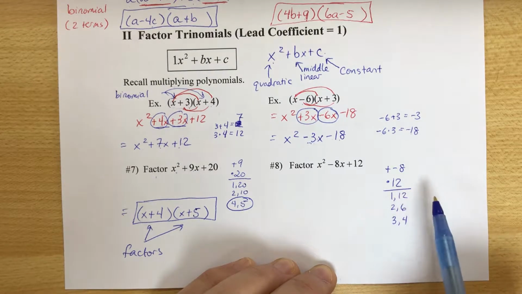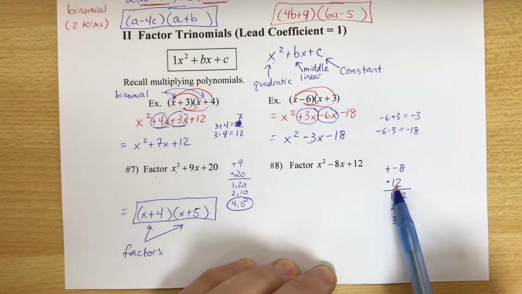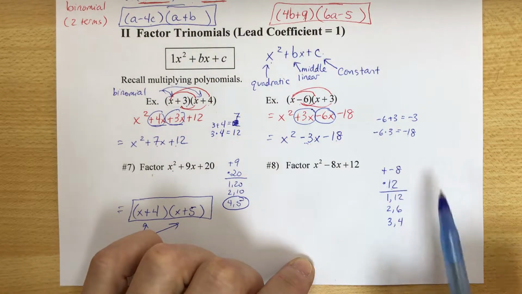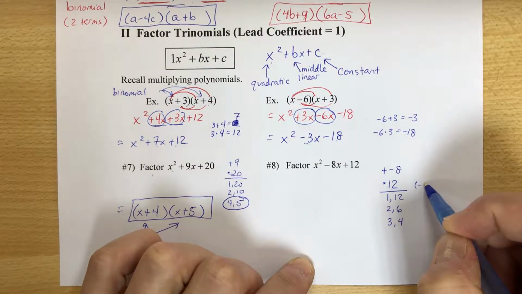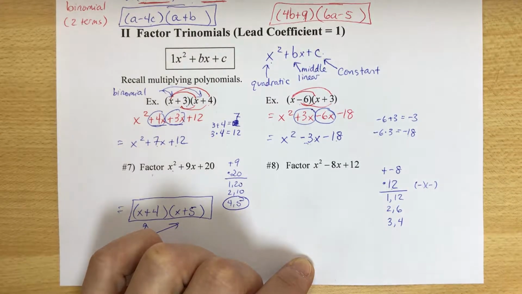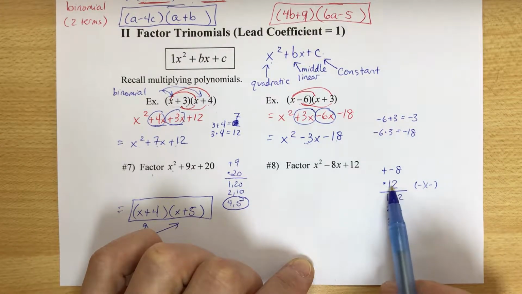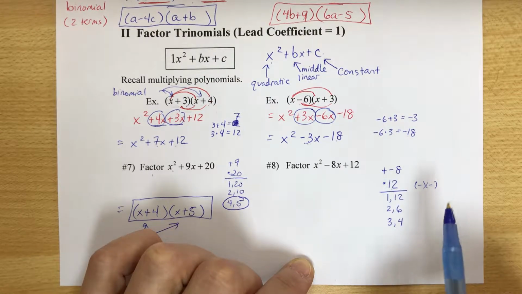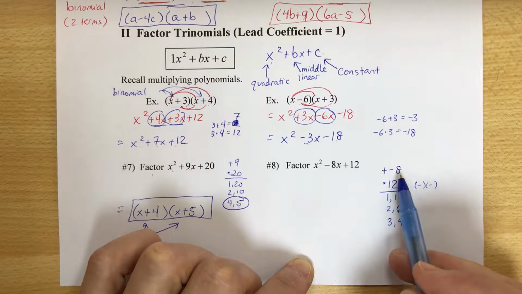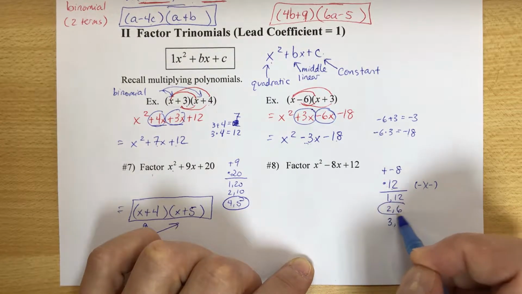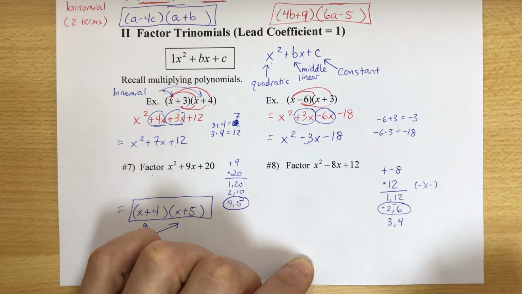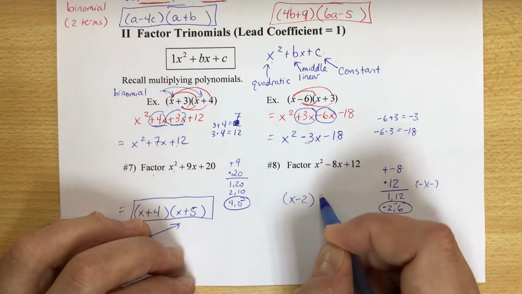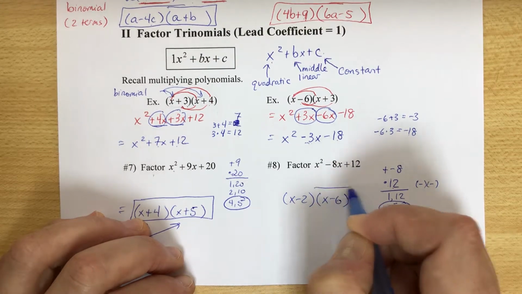Now, something that happens here, it's got to multiply to a positive number, but it has to add to a negative. So what's going to happen is we're going to have minus times minus, because multiplying two negatives is positive, and adding two negatives gives us a negative value. Okay, so we need to add up to negative 8: negative 2 and negative 6. So the two factors are x minus 2 and x minus 6.